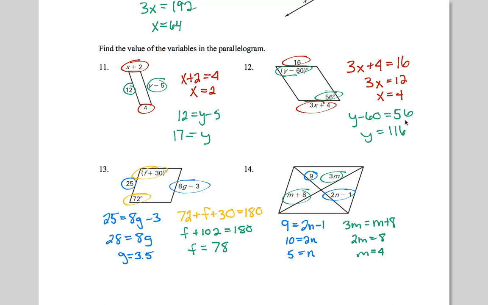All right, so that's basically using the properties of the parallelogram. Opposite sides are congruent. Diagonals bisect each other. Opposite angles are congruent. And remember, these are like same side interior angles here. So adjacent angles.